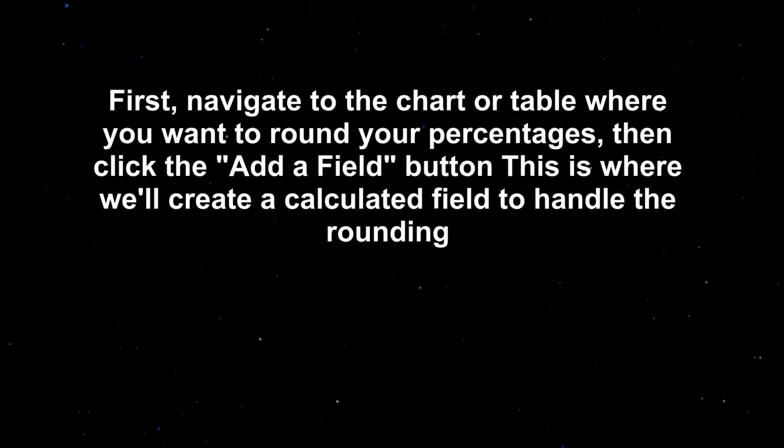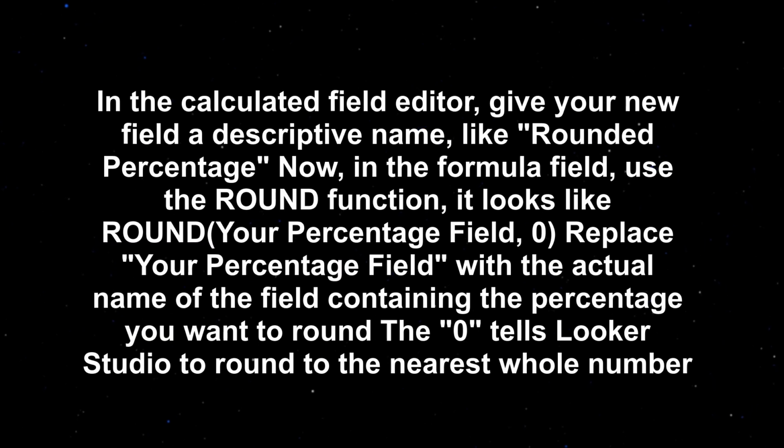Let's dive in. First, navigate to the chart or table where you want to round your percentages, then click the Add a Field button. This is where we'll create a calculated field to handle the rounding. In the calculated field editor, give your new field a descriptive name, like rounded percentage.